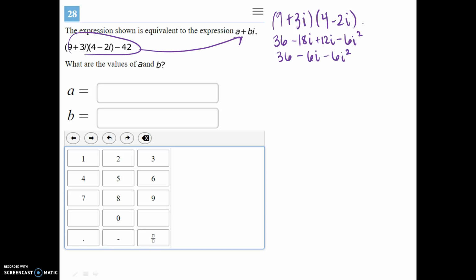I no longer have any like terms, so I could stop here. However, if you notice, it does not look like a plus bi yet. So you'd need to revisit what you just did, see if there's anything I can do with the 36. Nope. Anything I can do with the negative 6i? Nope. Anything I could do with the negative 6i squared? Yes. i squared is really negative 1.